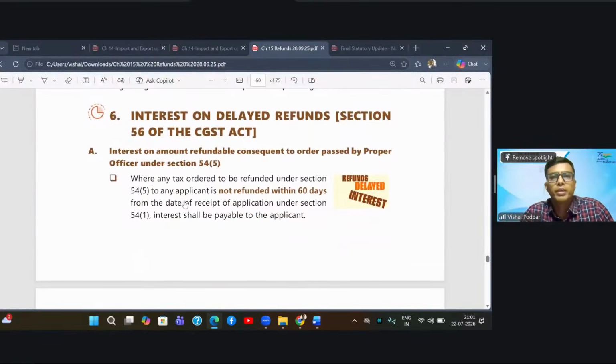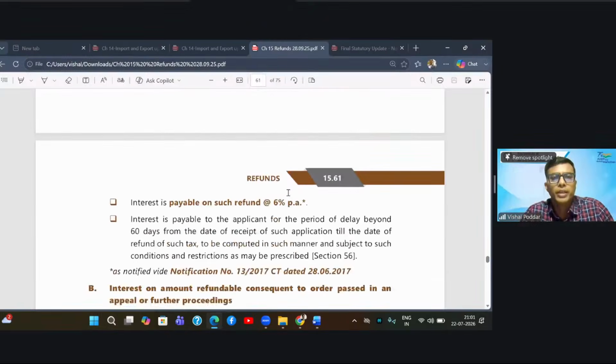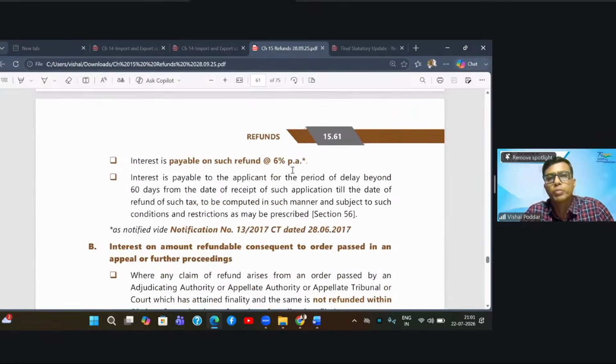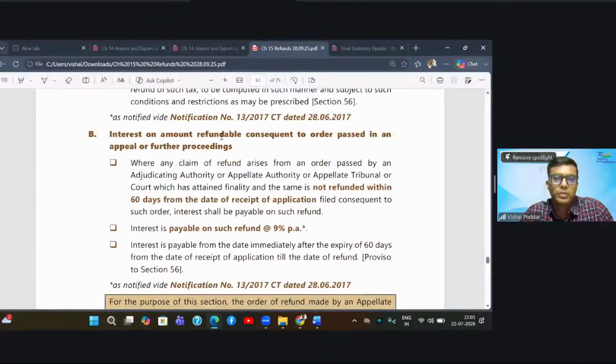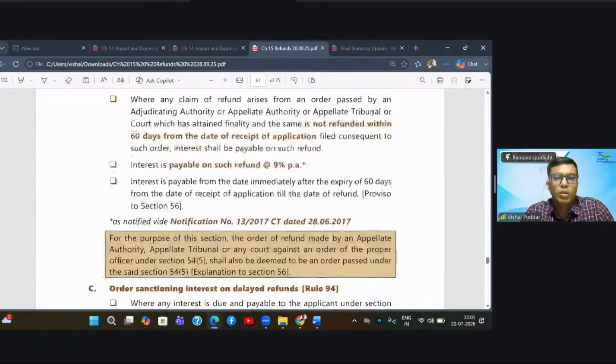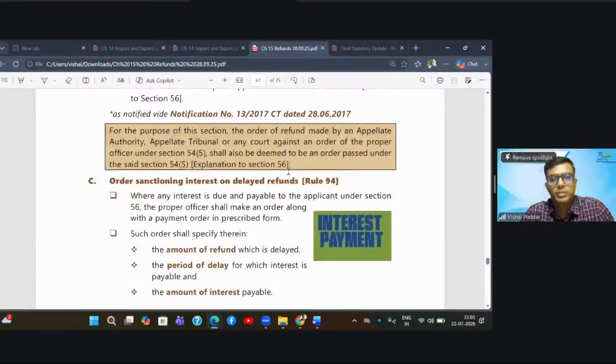Then comes interest on delayed refunds. So wherever you are not refunded the amount within 60 days, the interest will start. The interest has to be paid at the rate of 6% per annum. Interest on amount refundable consequent on an order or appeal. So where there is an order or appeal and the amount is not refunded within 60 days, then the interest payable is at the rate of 9% instead of 6%.